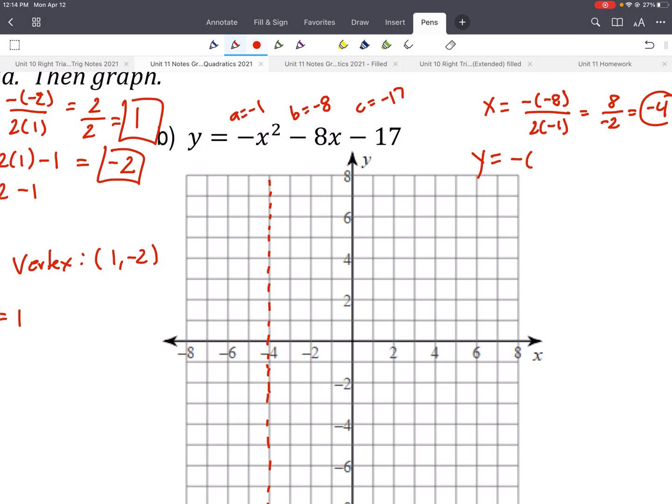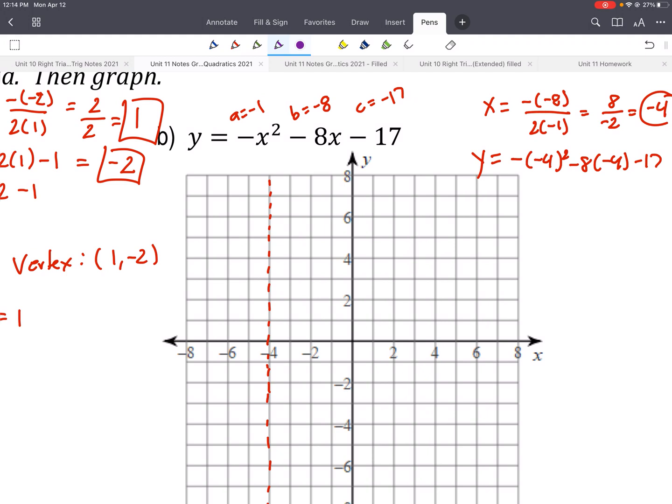So -(-4) squared minus 8 times (-4) minus 17. Again, if you substitute something in, always put it in parentheses, especially if it's negative. Okay?